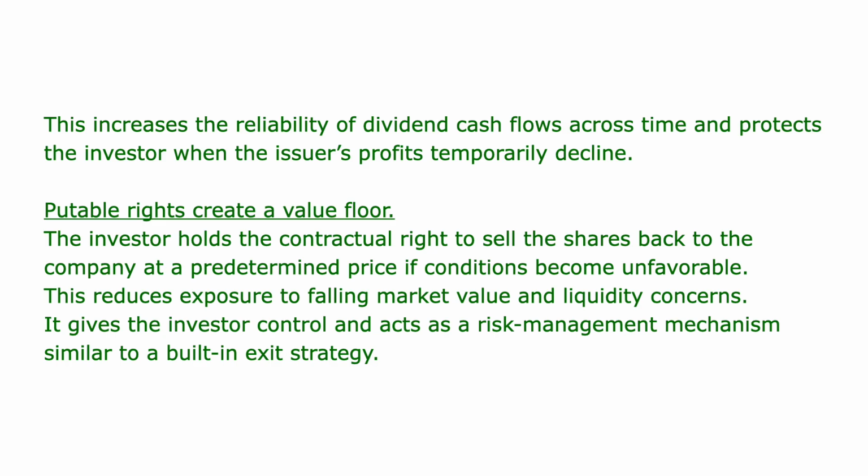Putable rights act as a safety net. The investor has the option to sell the shares back to the company at a set price if things don't go as planned. This helps minimize the risk of losing money due to falling stock prices and makes it easier to get their money out. It also gives the investor more control and serves as a built-in way to exit the investment, acting like a built-in safety net.